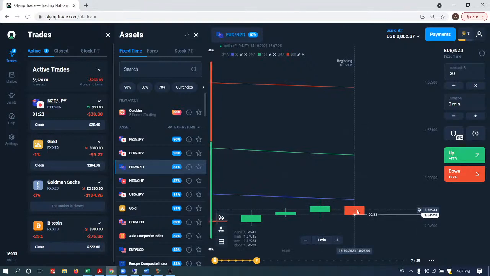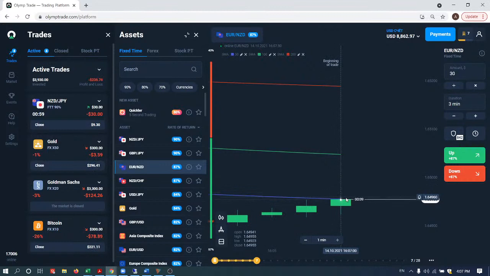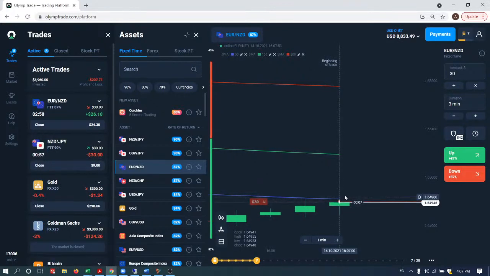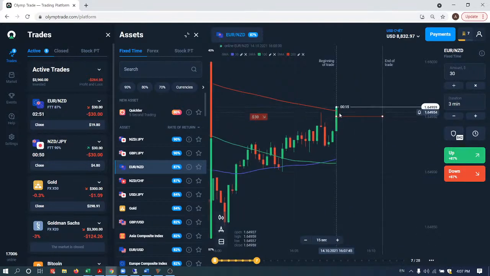So each candlestick represents 1 minute of trading history of this asset, and the duration of my trades is equal to 3 minutes. This blue line now acts as the level of resistance because the price is located under this line. So when the price moves close to this line, we can open a trade. Okay, so it's kind of hard to catch this exact moment when we come close to this line.